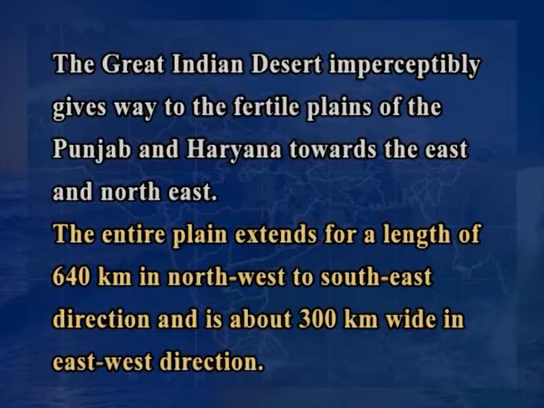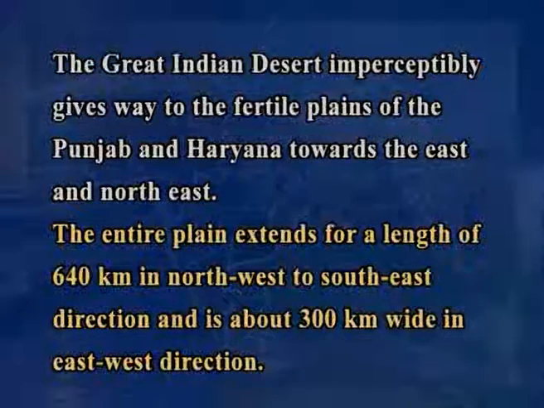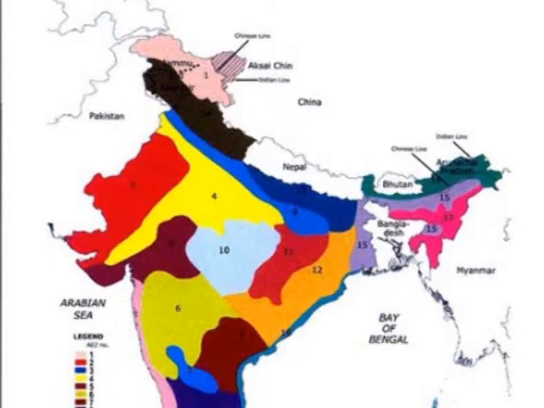The Punjab-Haryana plain. The Great Indian Desert imperceptibly gives way to the fertile plains of the Punjab and Haryana towards the east and northeast. The entire plain extends for a length of 640 kilometers in the northwest to southeast direction and is about 300 kilometers wide in the east-west direction. The general slope is towards the southwest.